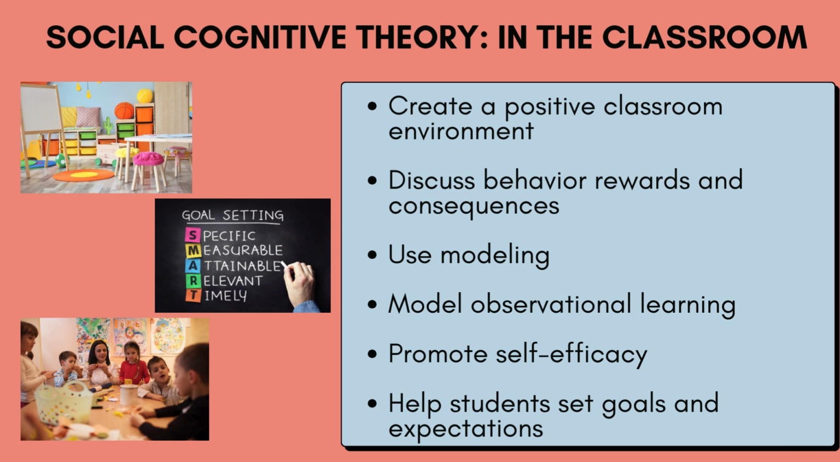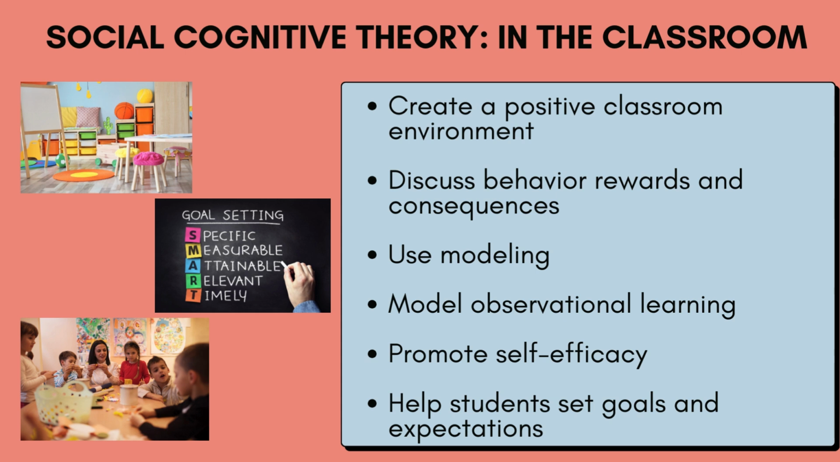Social cognitive theory in the classroom. Create a positive classroom environment, promoting their abilities to succeed. Scaffold learning to provide a basis of success and gradually increase the level of difficulty. This also includes creating diverse groups of learners instead of just ability grouping.